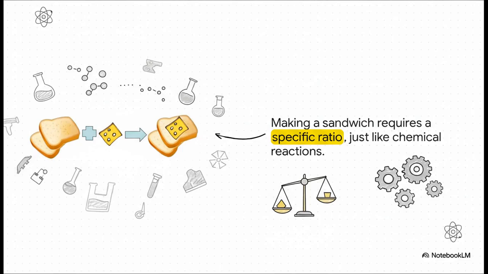And really, this is the whole idea in a nutshell. To make a simple cheese sandwich, you need 2 slices of bread and 1 slice of cheese. It's a fixed ratio. If you have 10 slices of bread, you know you can only make 5 sandwiches. Well, chemical reactions work the exact same way. They have these strict, non-negotiable recipes that tell you precisely how much of each ingredient you're going to need.